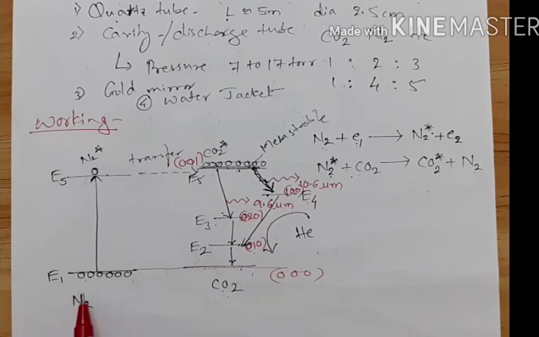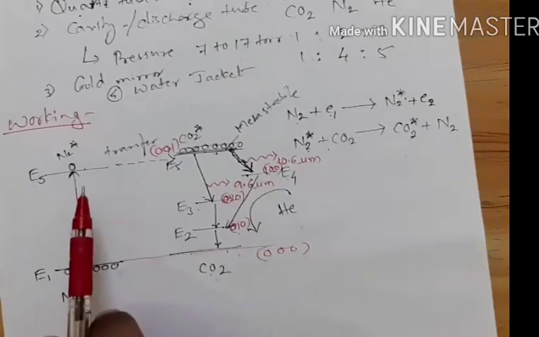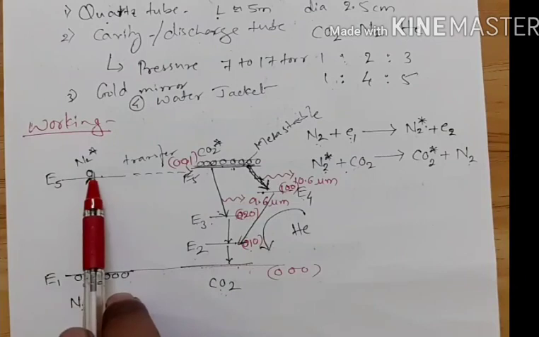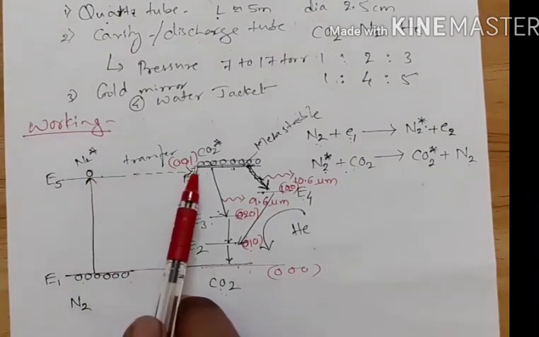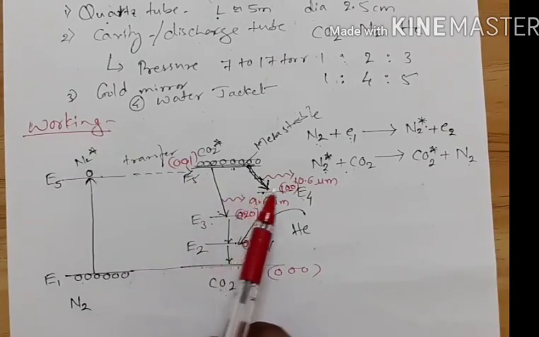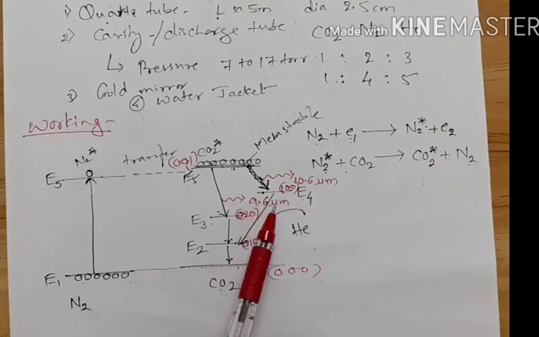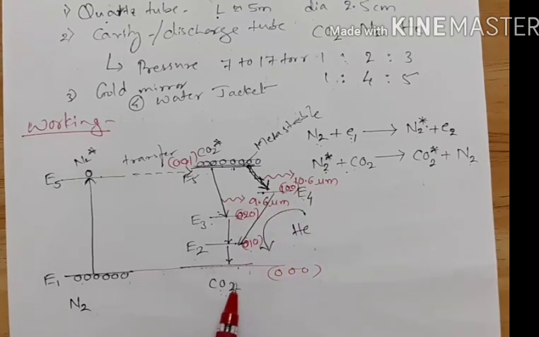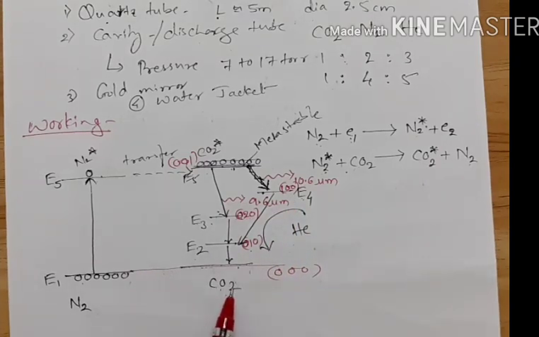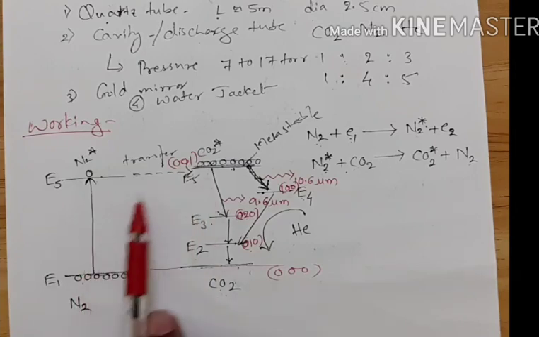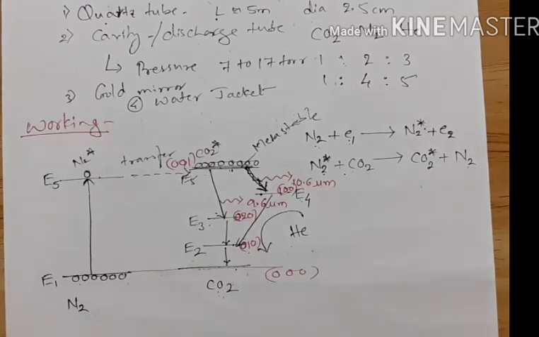When I supply energy, this will take energy first and go to the higher state, that means it is excited. This transfers the energy, and this will radiate in two ways. This is 10.6 wavelength of light, and this is 9.6 wavelength of light, and this will be radiated. It loses energy and comes back with the help of helium to the ground state. That is the carbon dioxide which is there in the ground state, ready to take again this nitrogen energy and go to the higher state. So this is what happens in the case of carbon dioxide gas, and we will get strong radiations as output.